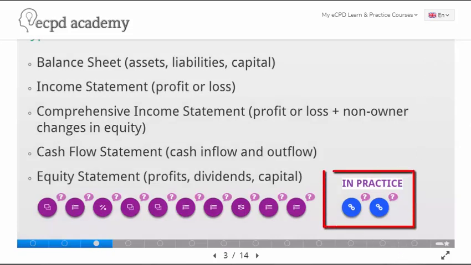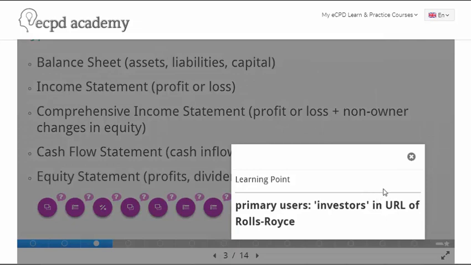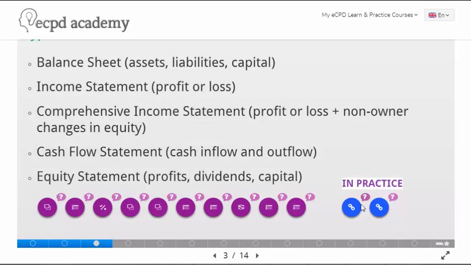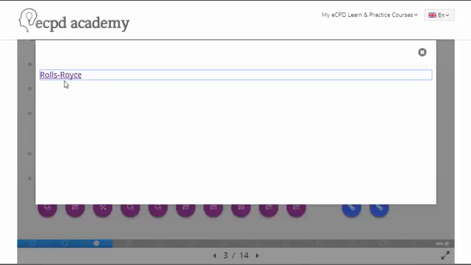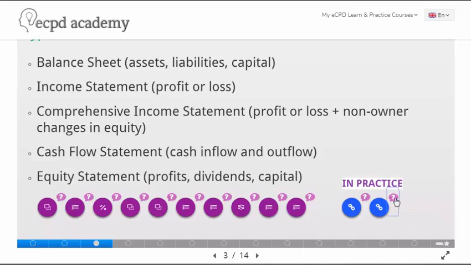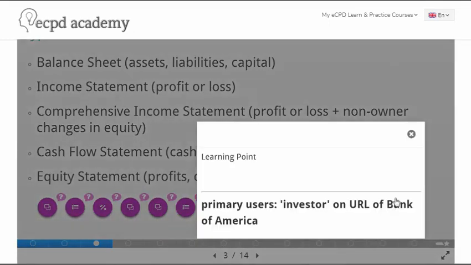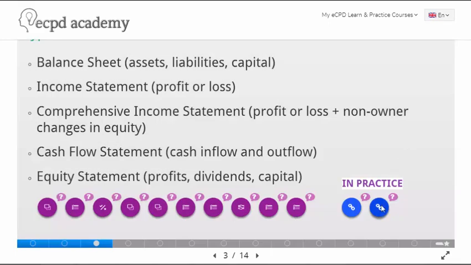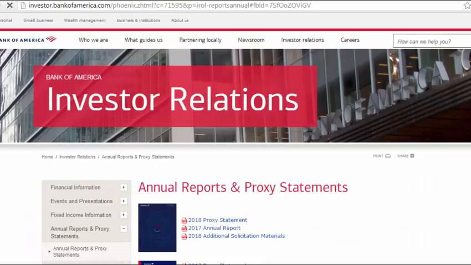The In Practice section is our instruction design at eCPD Academy to incorporate immediate real-world application of your learning. There are many of them in all of our courses on ecpd-academy.com, as they are a core feature of our instruction design. Let us follow the links. The first is a link to the URL to the investor page of Rolls-Royce and the other of Bank of America, where both publish their financial statements. The URL being named with investors in it emphasizes that investors are indeed primary users of financial statements.